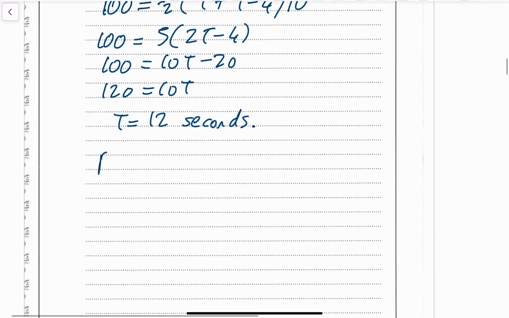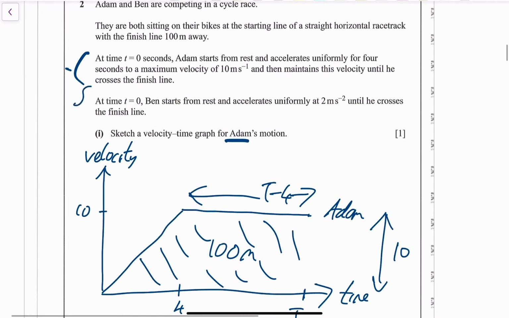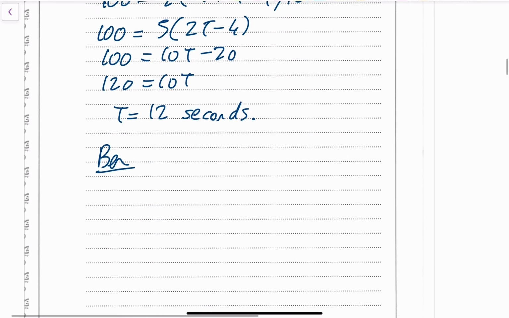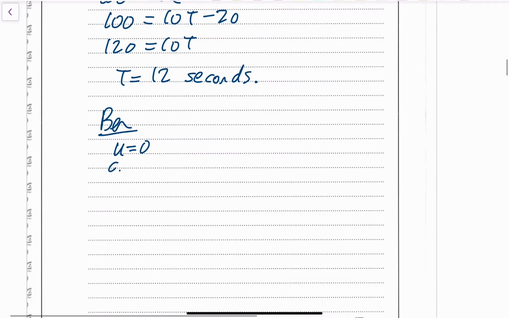Okay, for Ben, it tells you in the question, where's Ben's bit? You could use a graph here, but I will just use the SUVAT equations. Ben starts from rest, so u is equal to 0, a is 2, and he's got 100 meters. So you've got your u is 0, your a is 2, and s is 100. I would just do that, but plenty of you will use a triangle. Absolutely fine to do that.